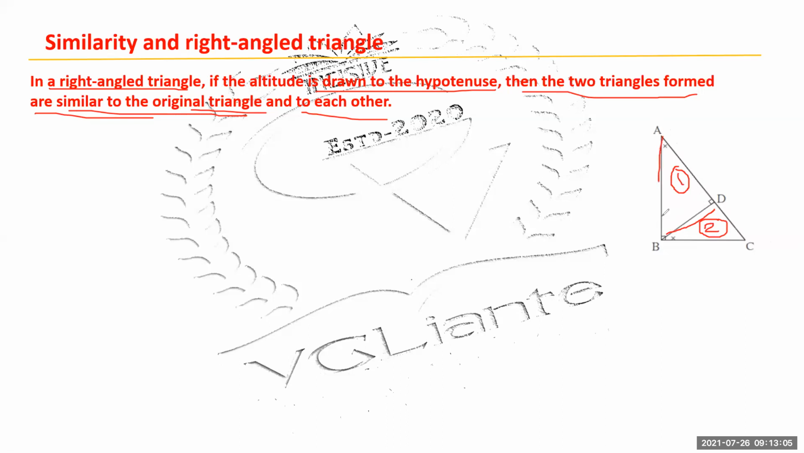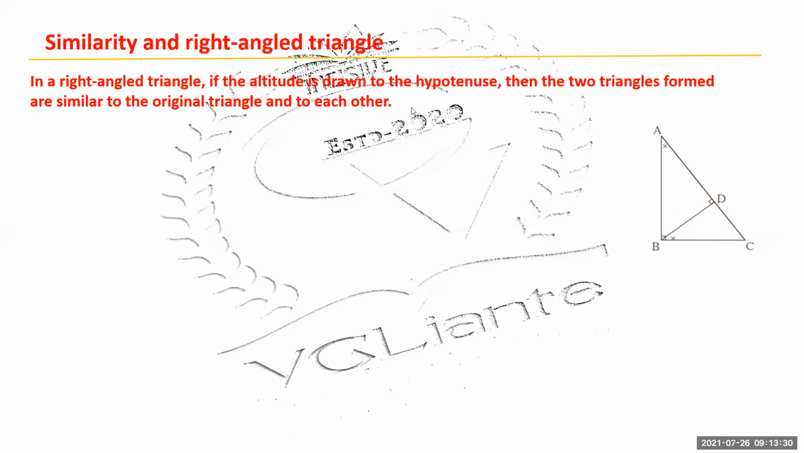Check these two triangles. These two triangles which are formed, understand, they are what? They are similar to the original triangle. Your original triangle is ABC, the bigger triangle ABC. And these two triangles, triangle 1 and triangle 2, will be similar to each other.